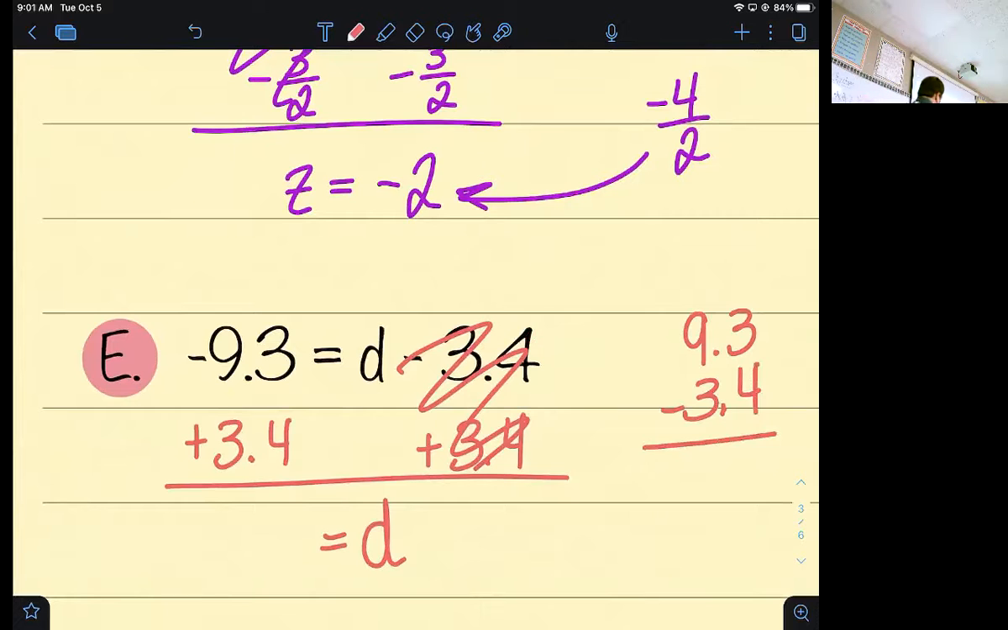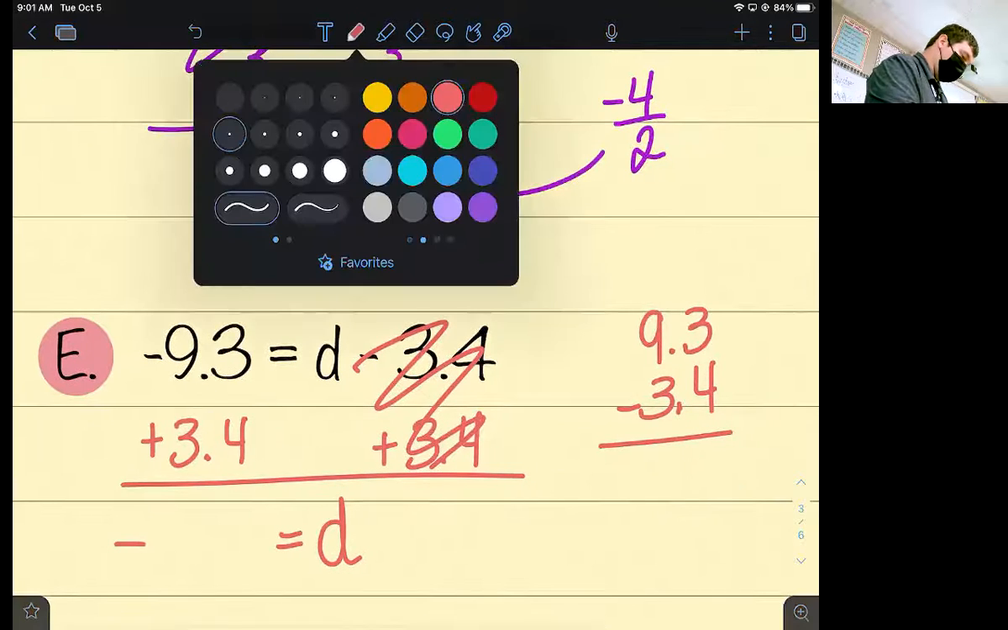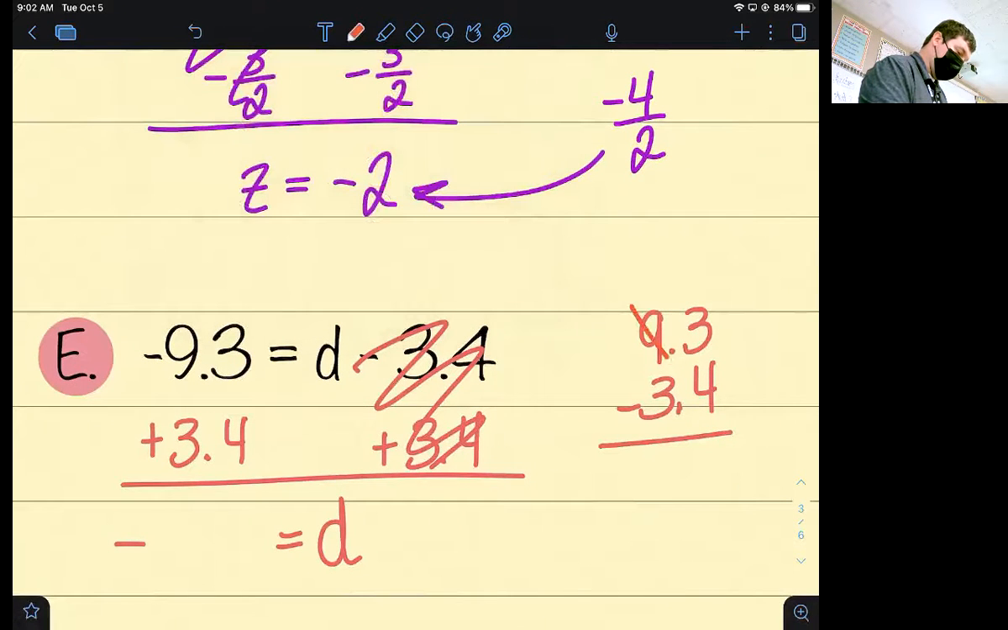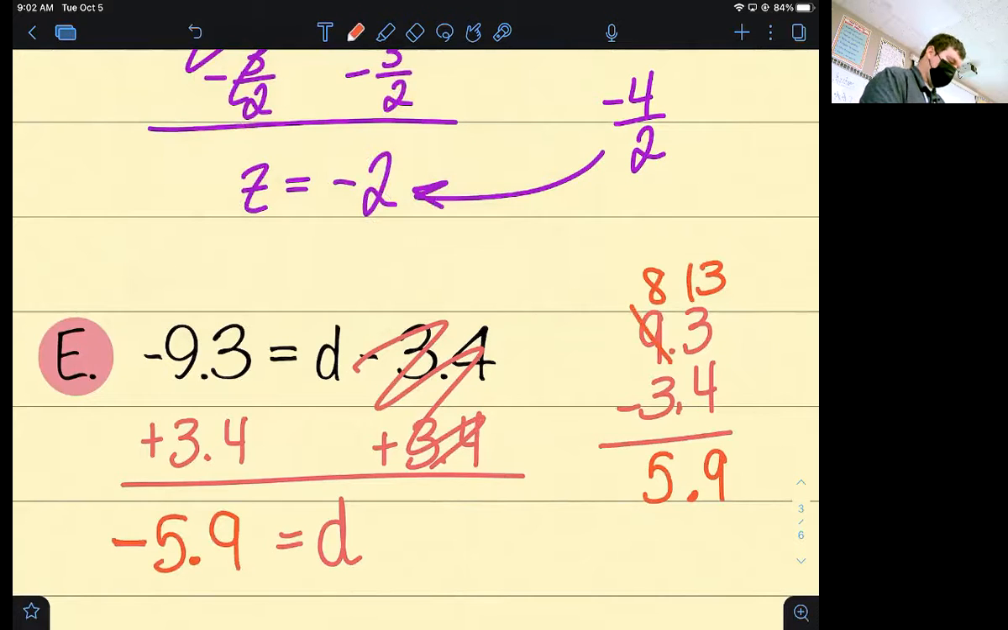Do I have more negatives or more positives? I've got more negatives, so I know my answer is going to be negative. And then I have to borrow to find out how much negative it's going to be. This is going to become an 8, and that's going to become a 13. What's 13 minus 4? 8 minus 3? 5. That was 8 minus 1. Negative 5.9 equals D. Or D equals negative 5.9, or however you want to write it.